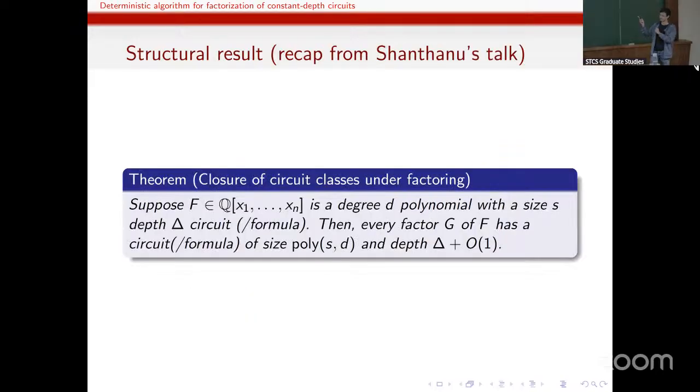Now, this is just a quick recap of what Shantanu presented, which is that we now know a result of the following form. Suppose f is some degree d polynomial with a size s and depth delta circuit or a formula. Then with just a small blow up in the depth and some blow up in the size, you can obtain circuits or formulas for the factors as well. So I hope this structural result is clear.